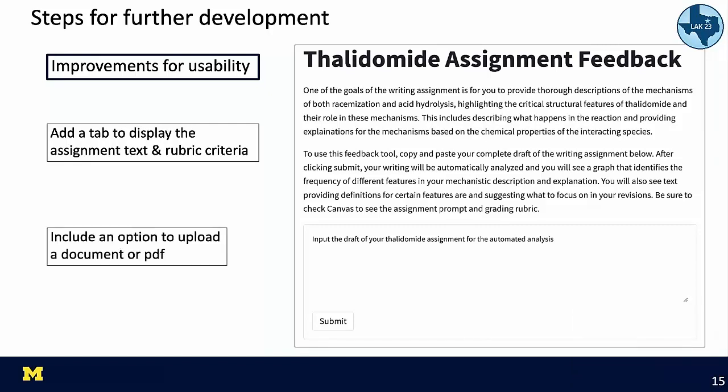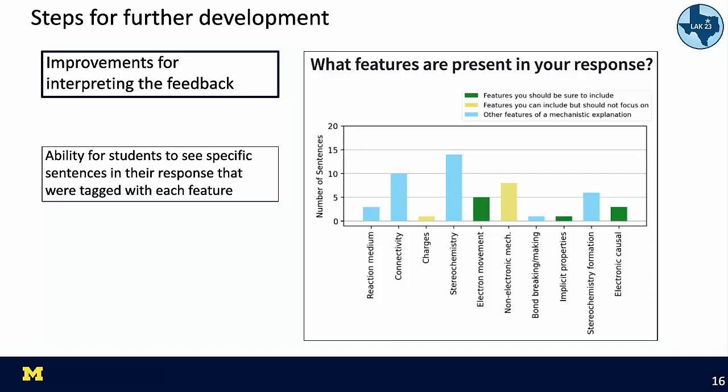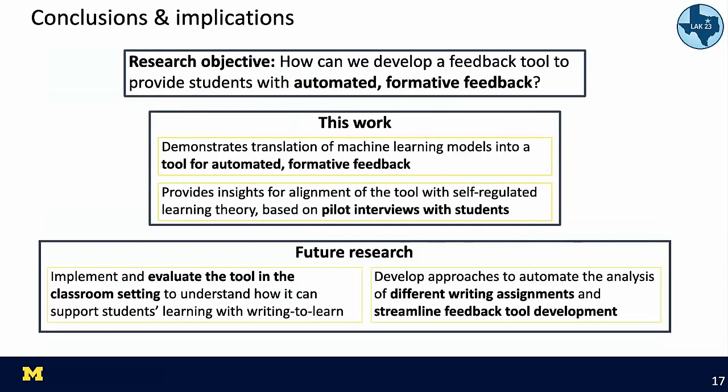So just to conclude, the objective of this short research paper was to investigate how we can develop this type of feedback tool in the context of writing to learn to provide students with automated, formative, and content-focused feedback. So we've shown how we can translate machine learning models into this type of tool. And then from the pilot interviews with students, they do seem to show promise with how they would use this tool to promote self-regulated learning processes.